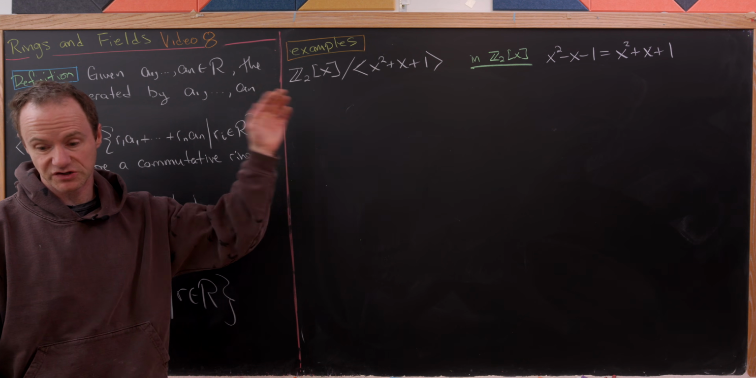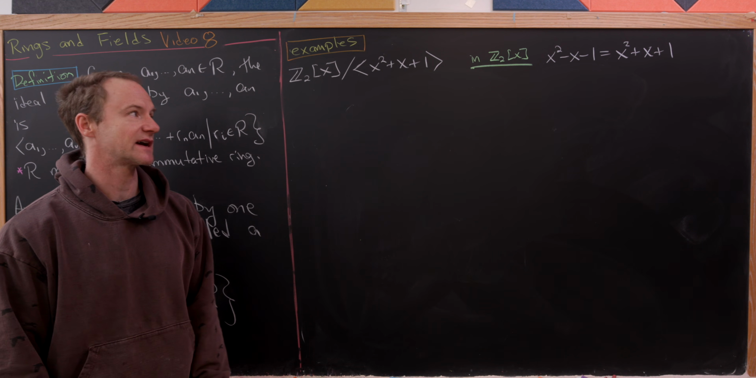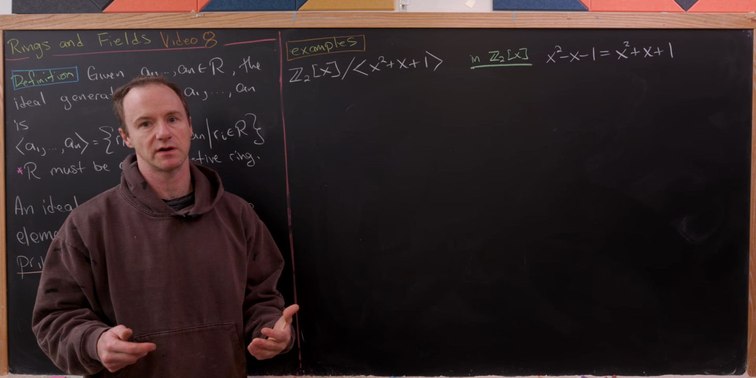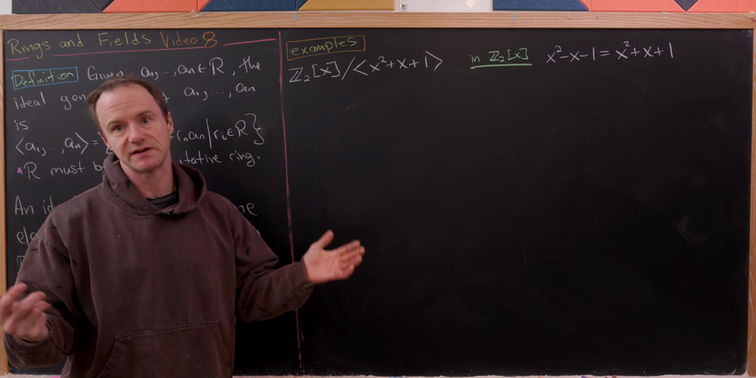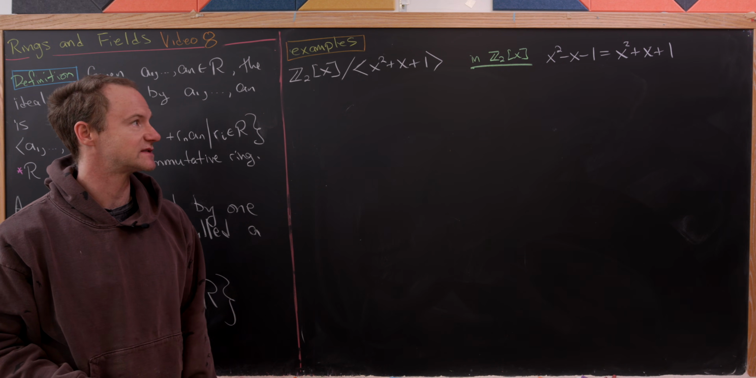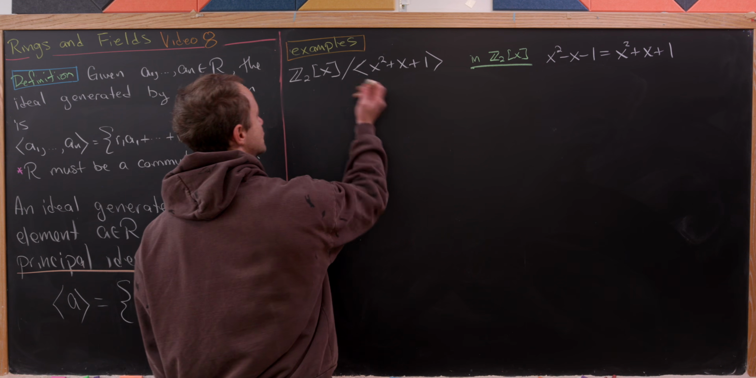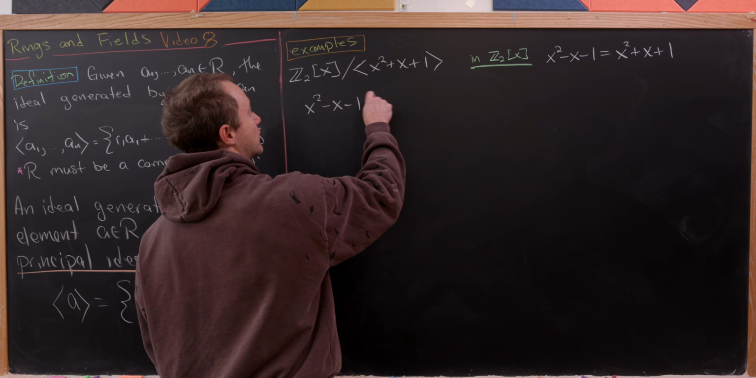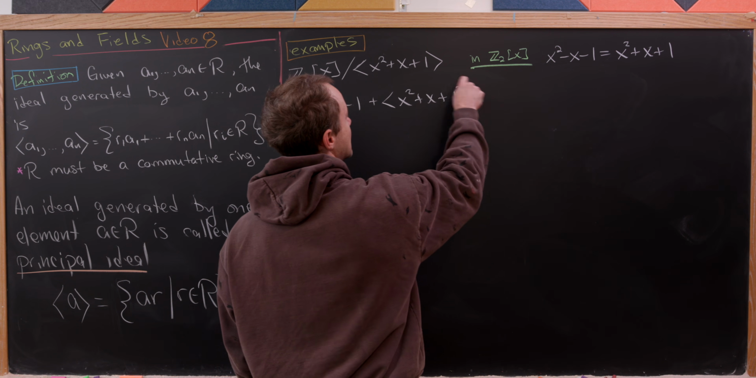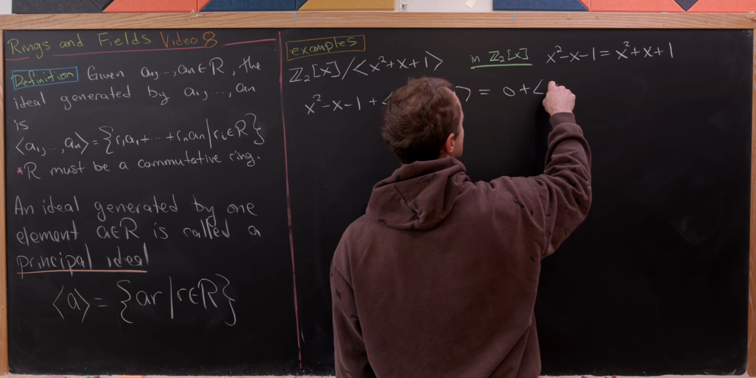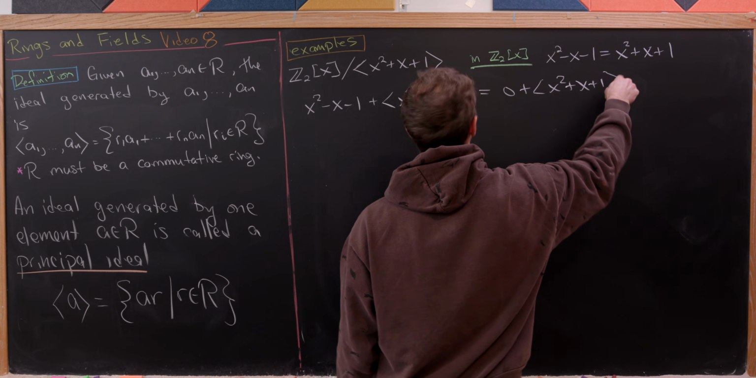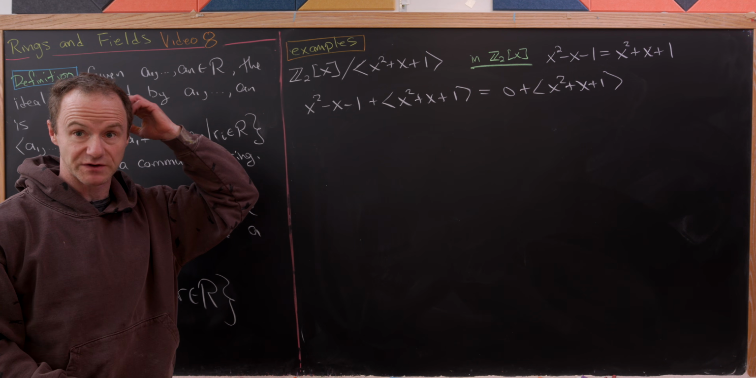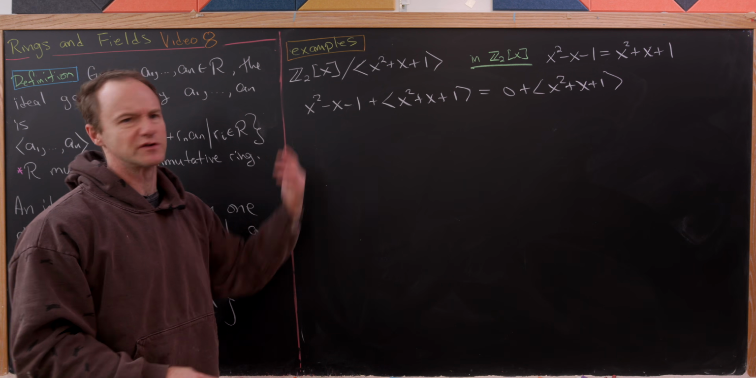Now, before we really get started, I'd like to observe that inside of Z2 adjoin X, the polynomial x squared minus x minus 1 is the same thing as the polynomial x squared plus x plus 1. And, well, that's because -1 and +1 are the same thing inside of Z2. I think that kind of goes without saying. Okay, so now I'd like to observe the following, and that is that x squared minus x minus 1 plus our ideal is equal to 0 plus our ideal. I think that's obvious because this polynomial is the same thing as the polynomial that's generating the ideal from our observation up there. But that means that those cosets are the same.